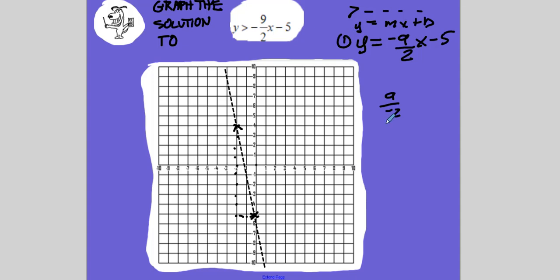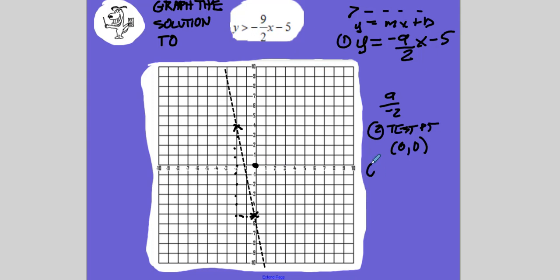Okay, step 2 is to take a test point that is not on the boundary. Well, the easiest test point here that is not on the boundary is the origin 0, 0. So I take 0, 0. Now, if 0, 0 was on the line, you cannot do this. But it's not. So I take this point, plug it into the original problem.